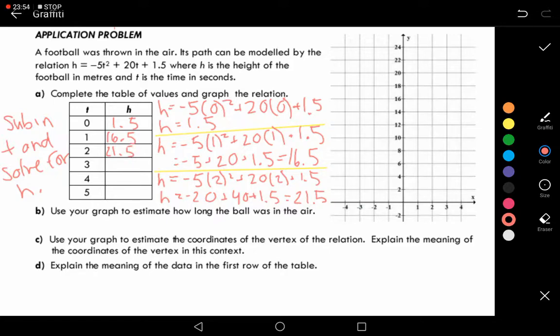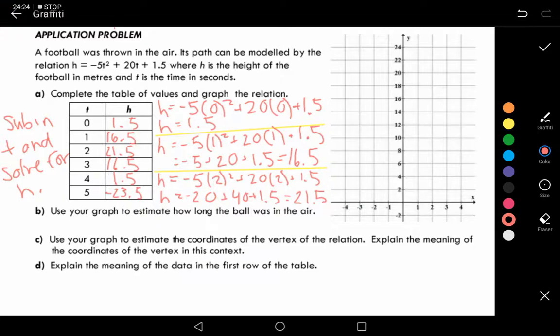Okay, and you would do the same for 3, 4, and 5. Again, I'm out of space, so I'm just going to tell you what those values should be. So if you plugged in 3, you should get 16.5. If you plugged in 4, you should get 1.5. And if you plugged in 5, you would get negative 23.5. Okay, so what we've done is we've now created those coordinate points, right?